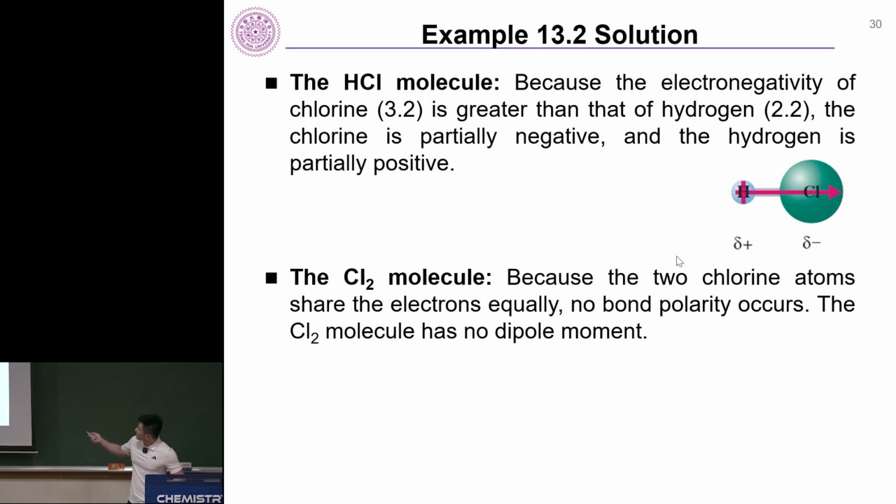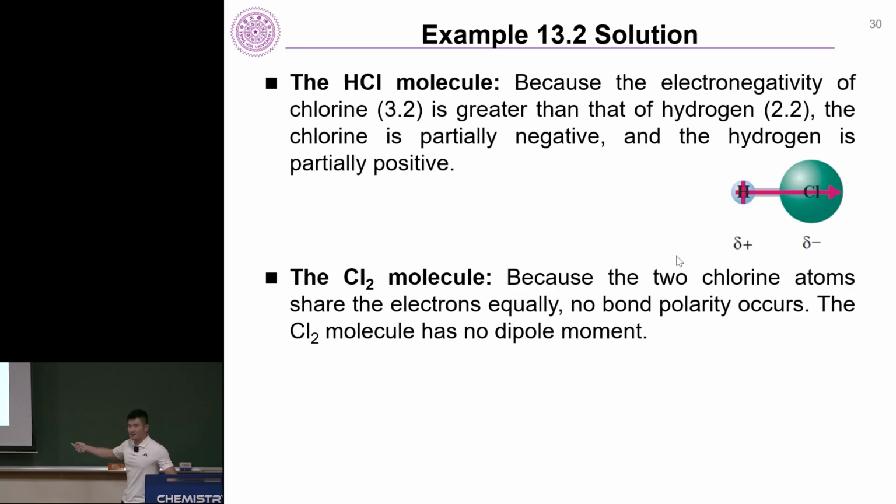For example, HCl: hydrogen has a low electronegativity, so it's going to be partially positive. That means chlorine is going to be partially negative because the whole molecule is neutral. So you draw an arrow like this, going from partially positive to partially negative. This molecule only has 2 atoms, so it's not symmetric. That means this molecule will have a permanent dipole.